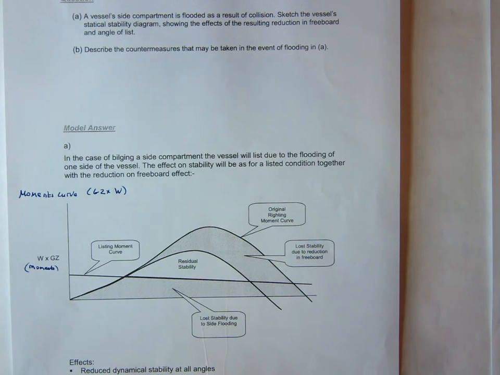Okay, a question here talks about a side compartment flooded as a result of collision, and we need to sketch the vessel's statical stability diagram showing the effects of the resulting reduction in freeboard and angle of list. And then part B, the countermeasures if we do end up flooding. So as it says there straight away, the two effects of the side compartment are going to be reduction in freeboard and the vessel listed over.